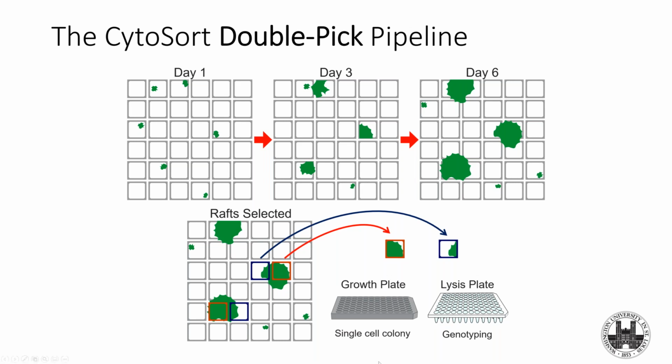So at day 6, we already can start our genotyping pipeline because we've taken a small part of this raft onto our lysis plate. And then meanwhile, while we're doing our genotyping, our growth plate is growing up over the next 6 days, and we can just go in and take only the 1 or 2 clones that we're interested in carrying forward. And so this is fantastic.